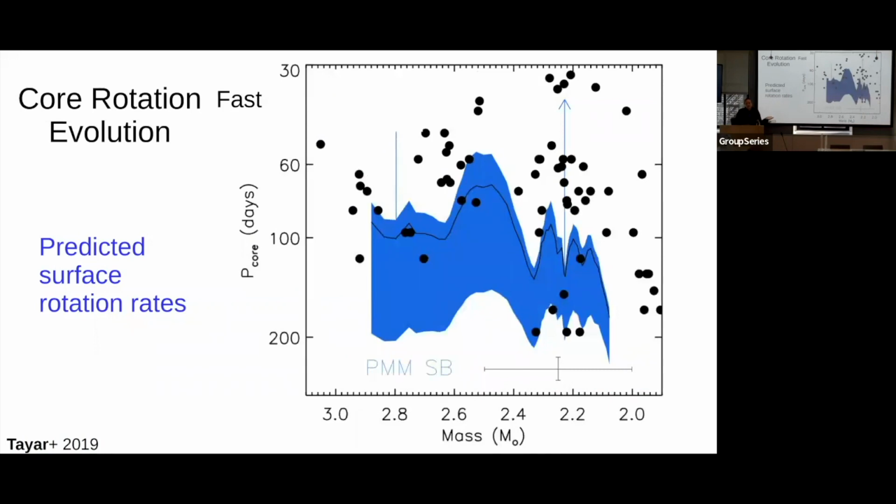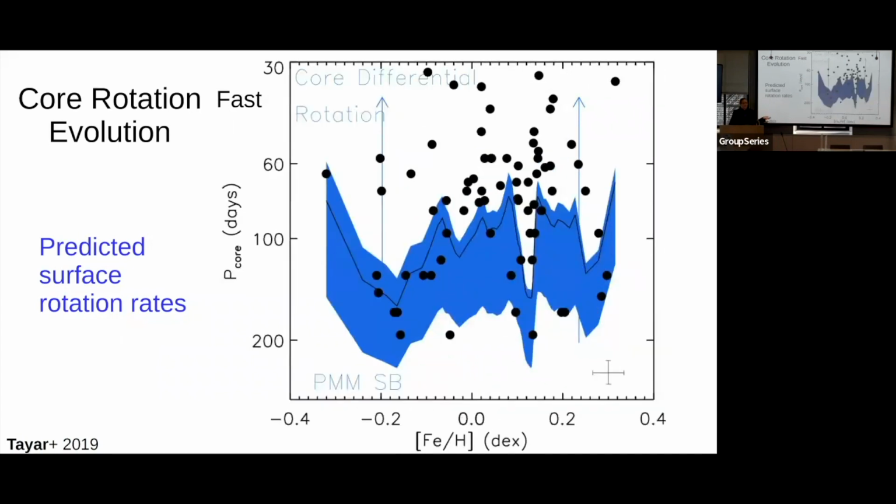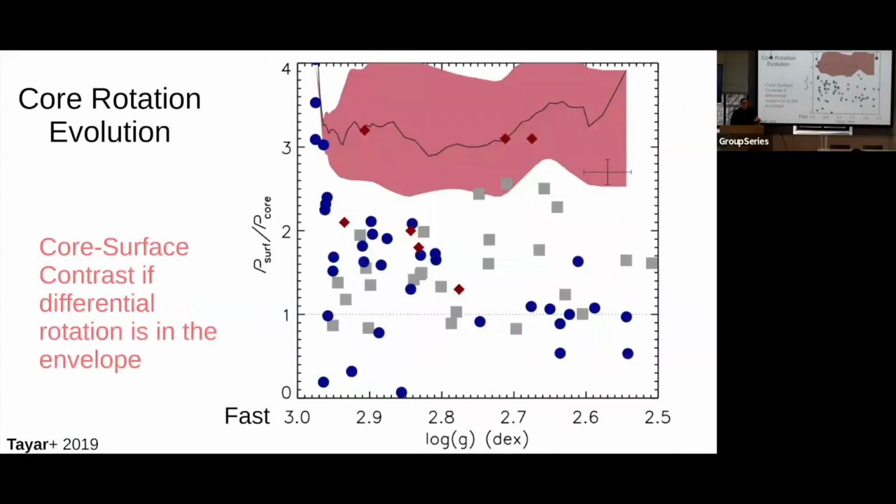Now you can also look in this sample and see if there are trends with stellar mass. I don't really see any. If there are trends with stellar metallicity, I mean, we don't have a very large metallicity range, but I also don't really see any. The wiggles here are just me trying to model the exact sample of stars that I actually observed. You can look at the contrast between the surface and the cores of these stars. In general, like I said, it's about a factor of 2.